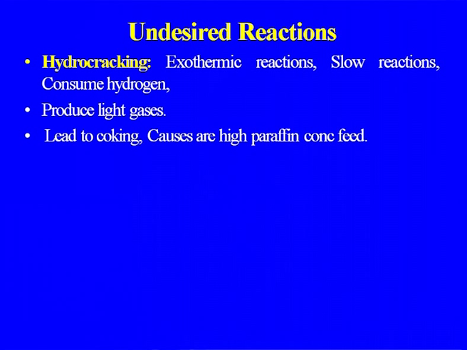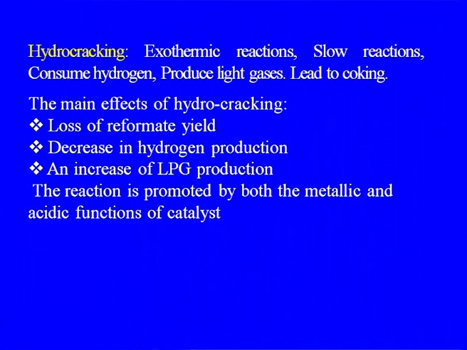Hydrocracking: an exothermic, slow reaction, consumes hydrogen and produces light gases, because normally in hydrocracking, the lighter gases form, so we will be losing the reformate. Our interest is not in the lighter parts, our interest is in more reformate, which will be used as gasoline or for the aromatic purpose. It produces light gases, leads to coking, and is caused by high paraffin concentration, because the more paraffins, the more the chances of coke formation. Hydrocracking, as I told you, is an exothermic reaction. The main effects of hydrocracking are loss of reformate yield, decrease in hydrogen production and increase of LPG production. The reaction is promoted by both the metallic and acid function of the catalyst.